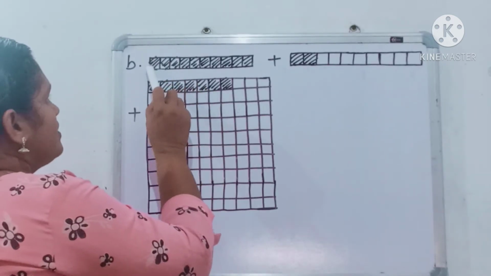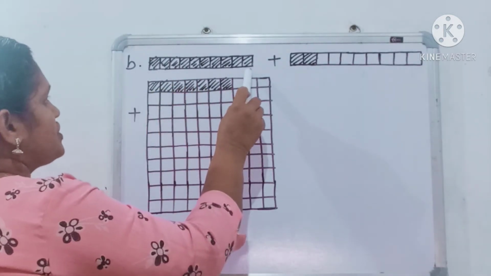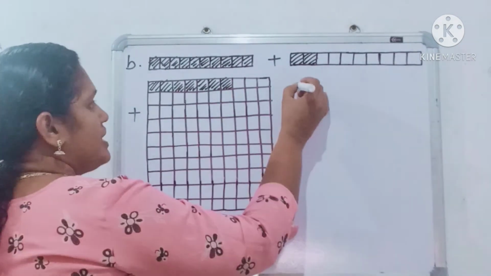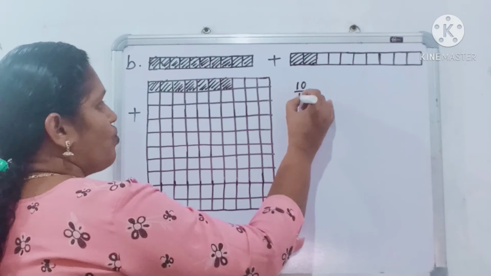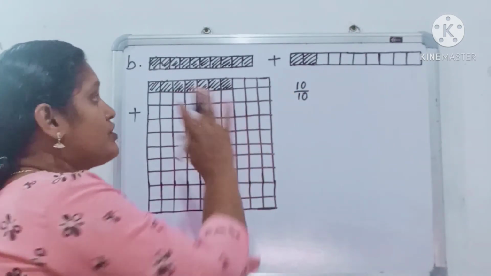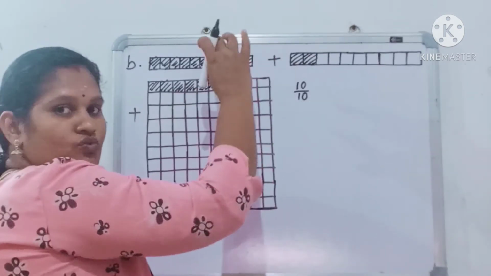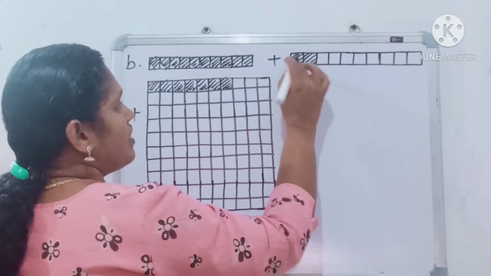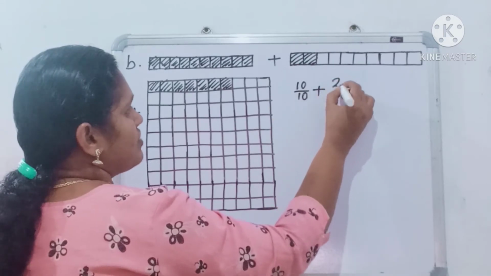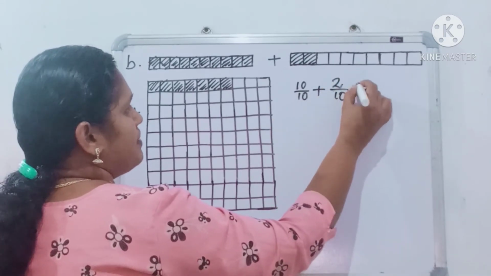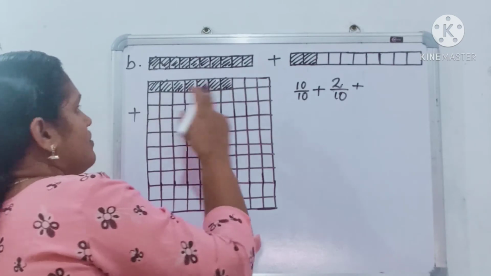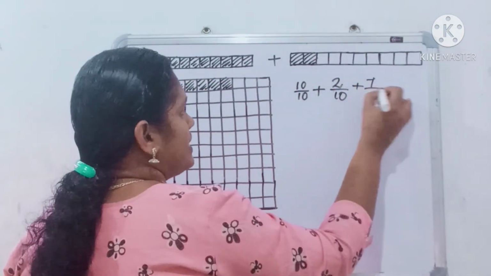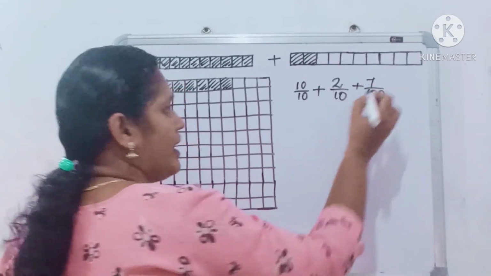B. First, shaded portions, 10 out of 10. 10 out of 10 means 1. Full. So, 1. Then plus, how much here? 2 parts out of 10 plus 1, 2, 3, 4, 5, 6, 7, 7 parts out of 100. This much we have to add.